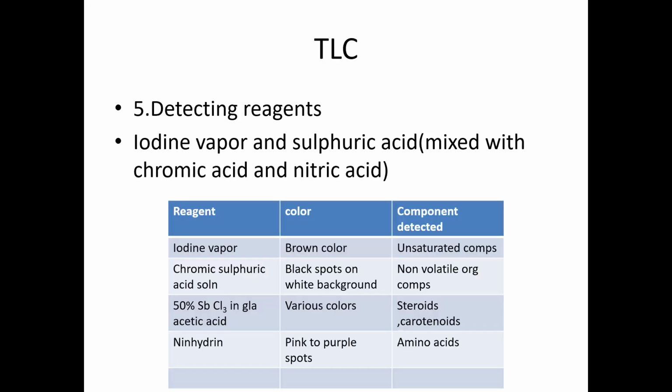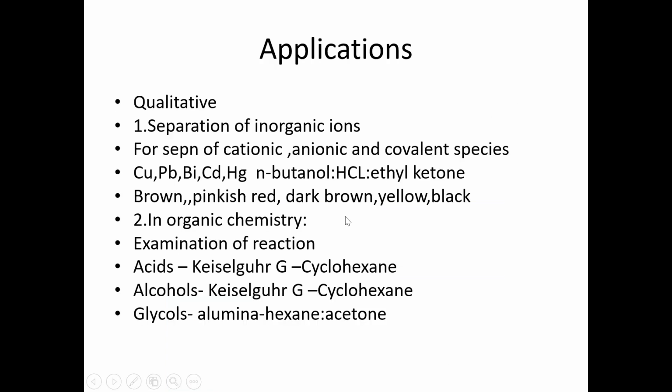Detecting reagents used: iodine vapor and sulfuric acid. This is one detecting reagent, used for unsaturated compounds. These are some examples of the reagents which are used to detect the analytes. Applications include separation of inorganic ions and use in organic chemistry.